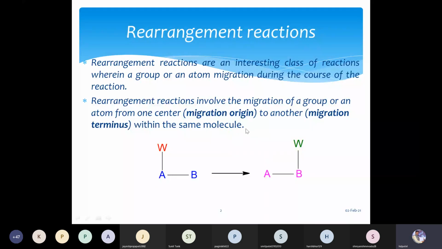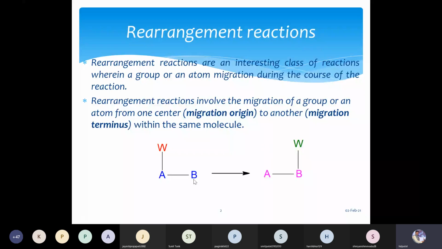So this is called rearrangement. A rearrangement reaction involves the migration of a group or an atom from one center to another center. The center which the group is attached to initially is known as the migration origin. And the center to which the group is attached after migration is known as the migration terminus. So B is the migration terminus, means the group will migrate from A to B, or we can say the group will detach from A and attach with B. This is a simple, logical thing.